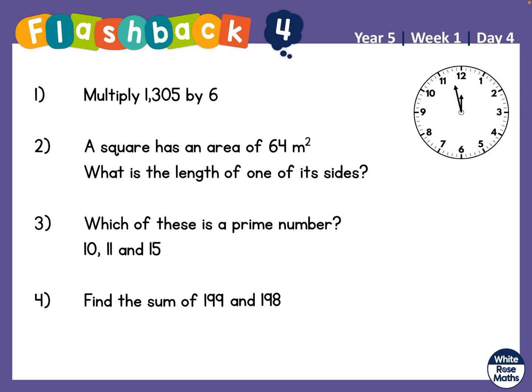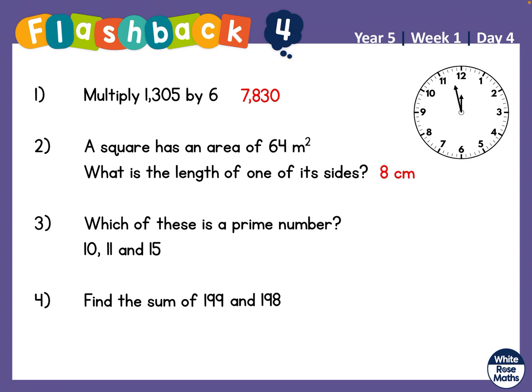Time yourself, 4 questions. How quickly and accurately can you do them? Pause. Okay, now we're going to go through the answers. Multiply that number by 6. Well done if you got that. A square has an area of 64 centimeters squared. What is the length of one of its sides? What you would do is, what times what equals 64. That's also known as the square root of 64.